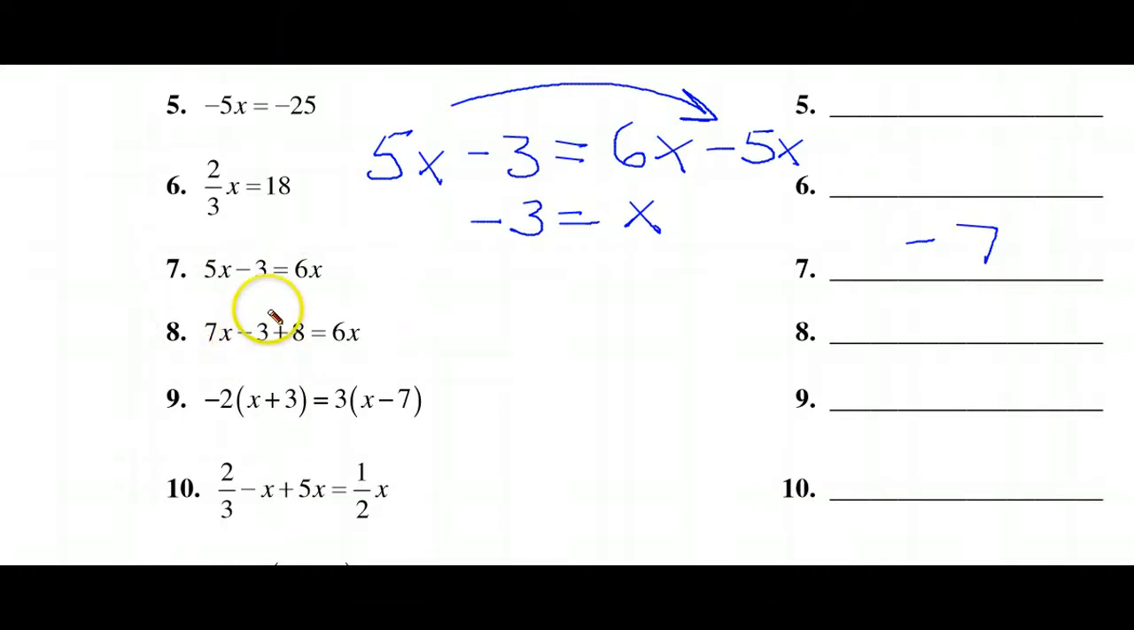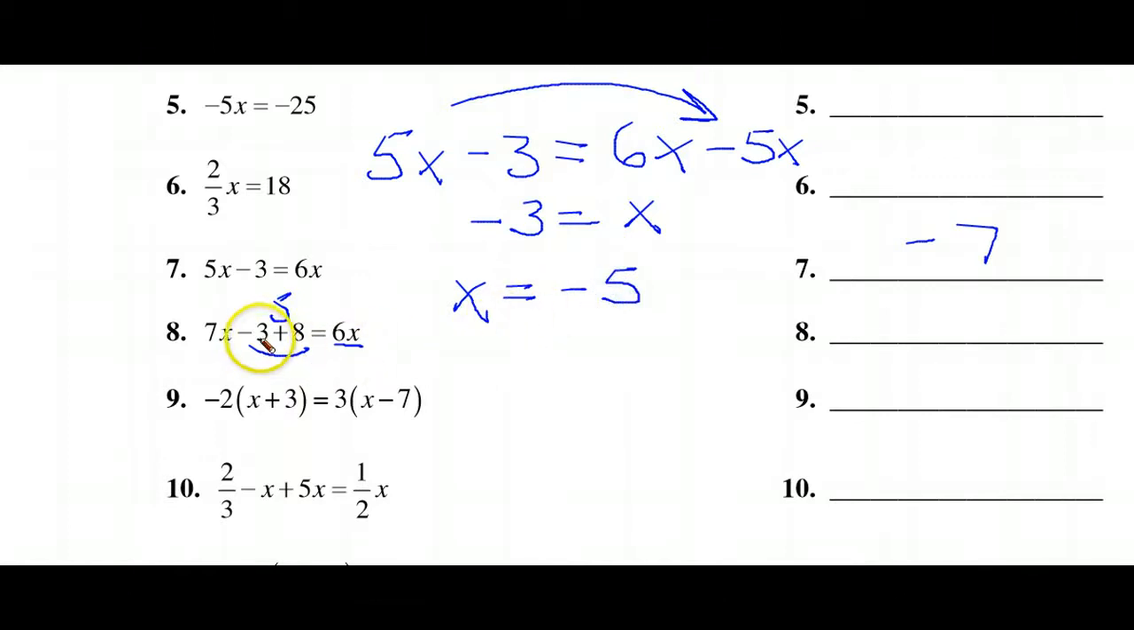Okay, number 8 now. Notice they're getting a little more complex. But again, we still want to get all of our x's on one side and try to keep them positive. So I'm going to take this, move it to that side. When I do, it becomes a -6x. So we're just left with an x on this side. And I should have combined this before. This becomes a 5. When I move it to this side, it becomes a -5.